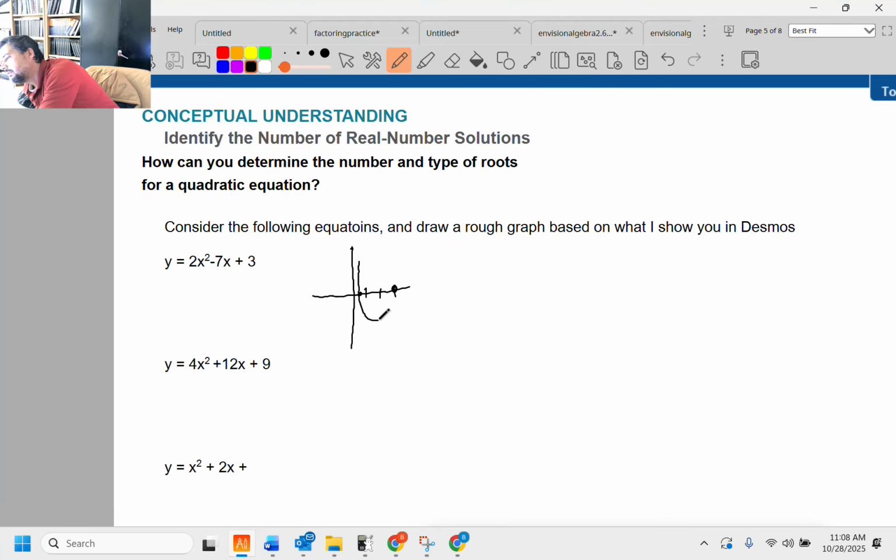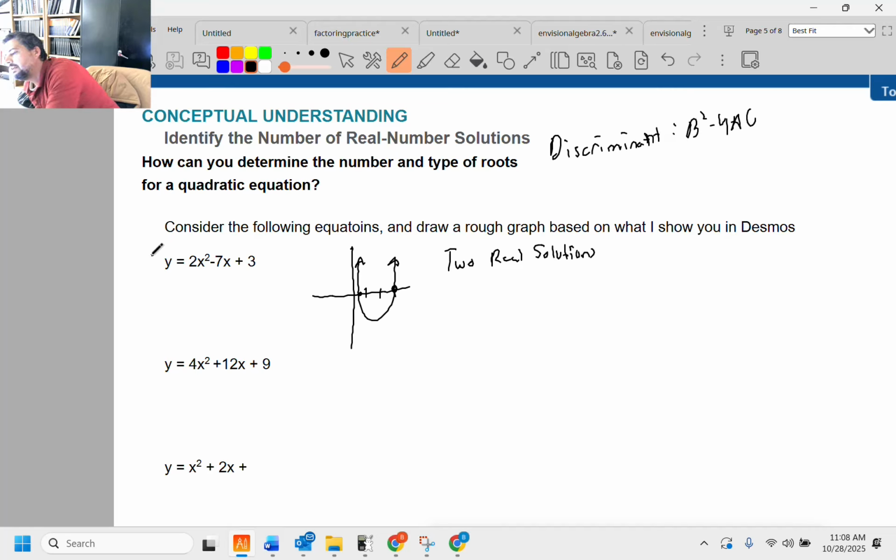I'm not too worried about where the vertex is, but there she is. It had two real solutions. Now, let's take a look at the discriminant. It wouldn't kill you to write that down one more time. The discriminant is the b squared minus 4ac part.